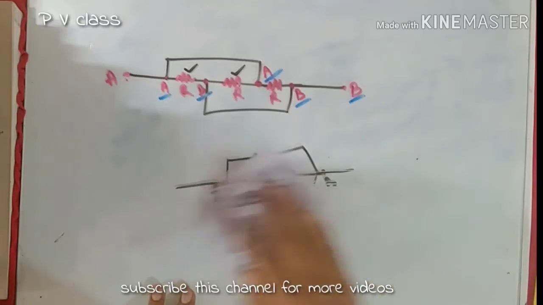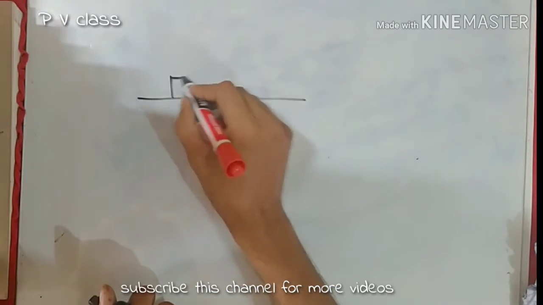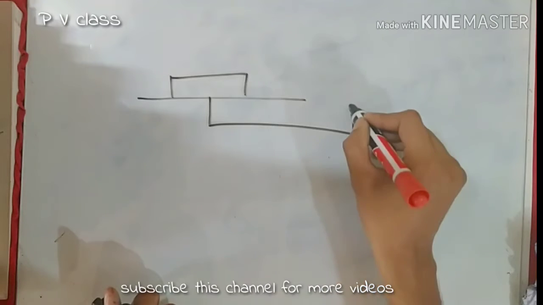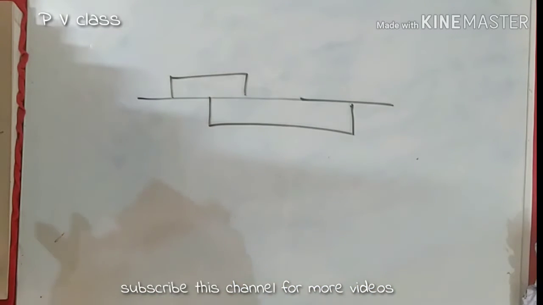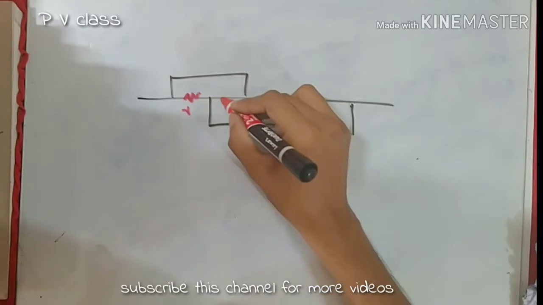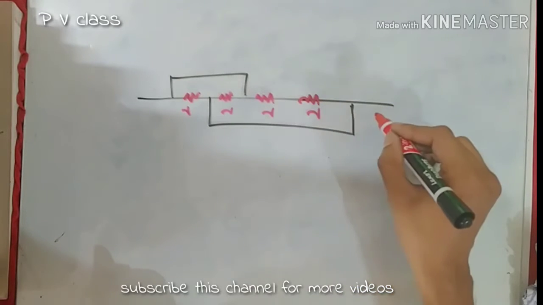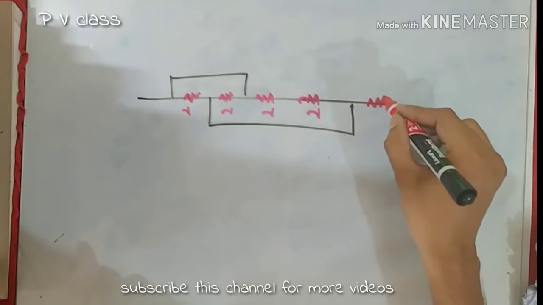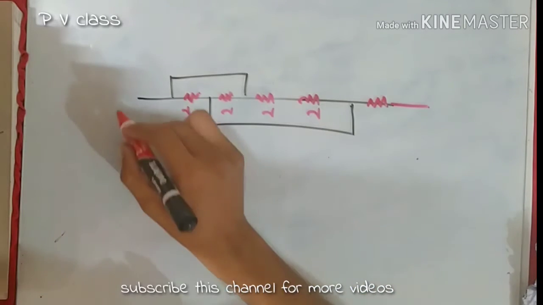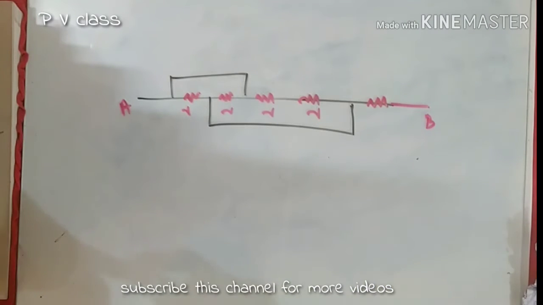Then now let's have another circuit. If I am drawing another circuit, let me draw it like this. We are having four resistors in this case. Let's say R, R, R, R, or let me include a resistor over here also. Then this is our point A, this is our point B. Our task is to find out the effective resistance between A and B.